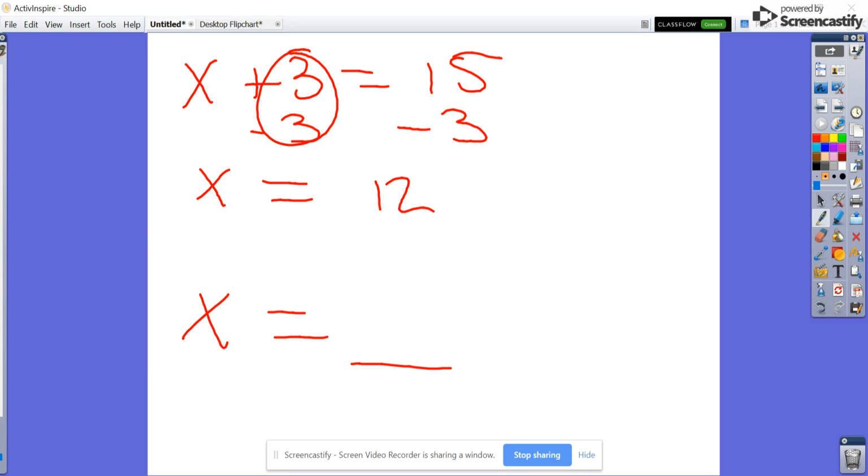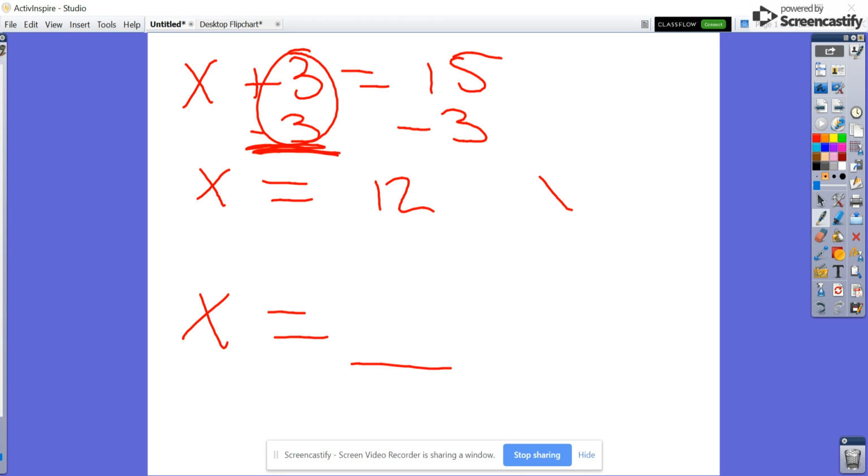Why do you think we subtracted 3? Why do you think we subtracted 3 here? To get x by itself, right? But why did we subtract 3? We have a plus 3 here, right? What did I say 3 minus 3 was?